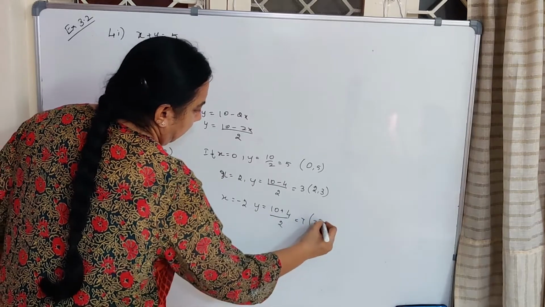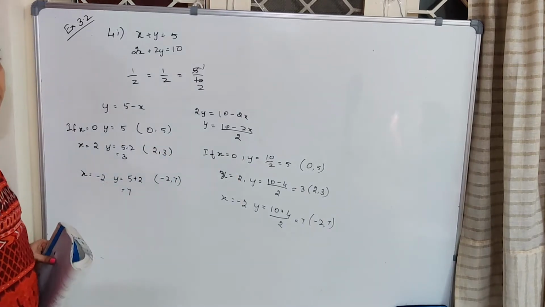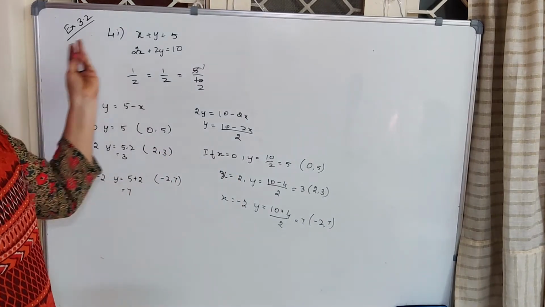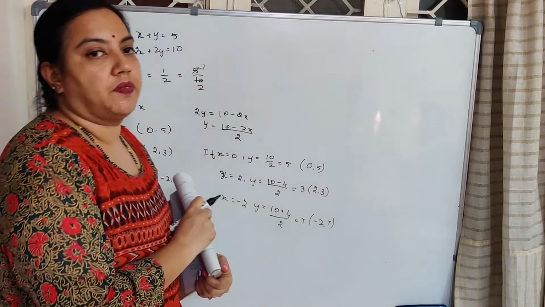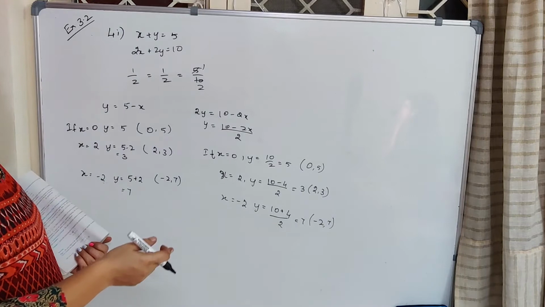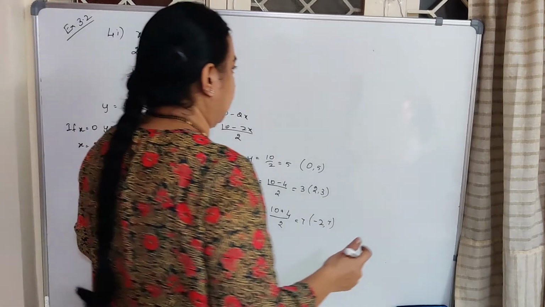So the point is minus 2, 7. And we see all the 3 points are the same points. So what do we understand? The lines are overlapping on each other. They give consistent infinite number of solutions. Whatever the value of x becomes, y also becomes the same value. So they give infinite number of solutions.